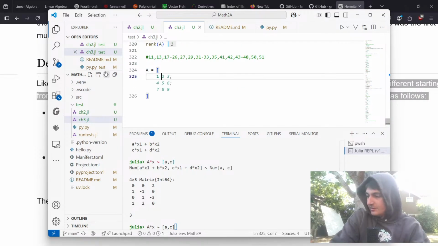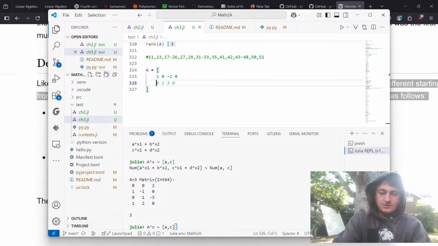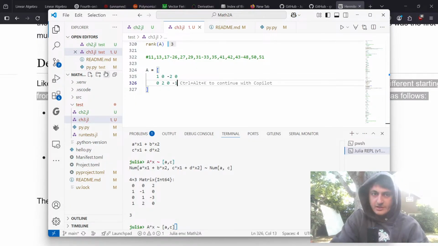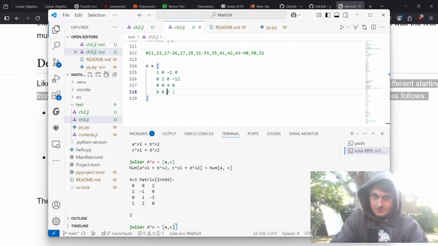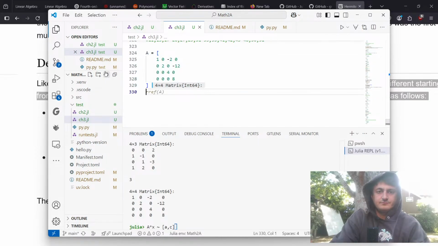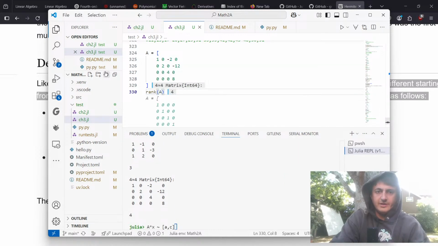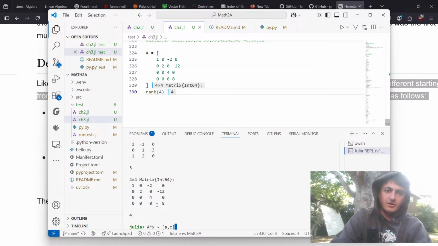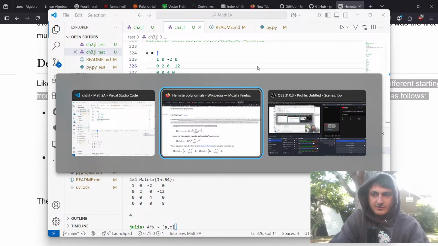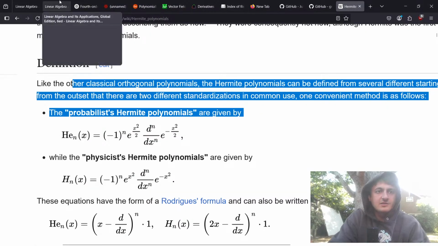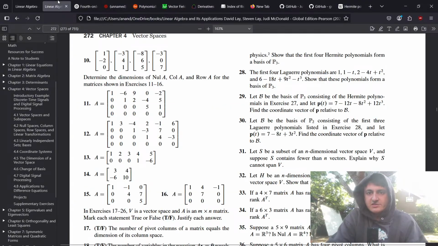So this is going to be 1, 0, minus 2, 0. 0, 2, 0, minus 12. 0, 0, 4, 0. 0, 0, 0, 8. Then we just do rank of A. Oh wait, it's 4. Okay, so it's a basis. There you go. And we could see that actually because it's already in echelon form. I don't know why I didn't see that. All right, so we showed that it's a basis of P3.